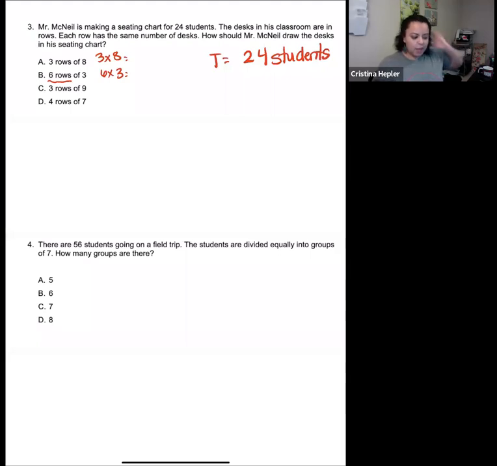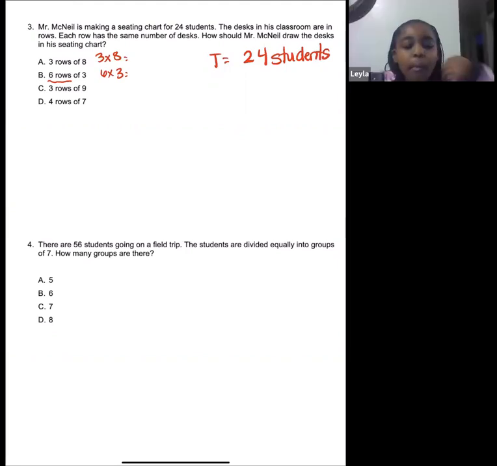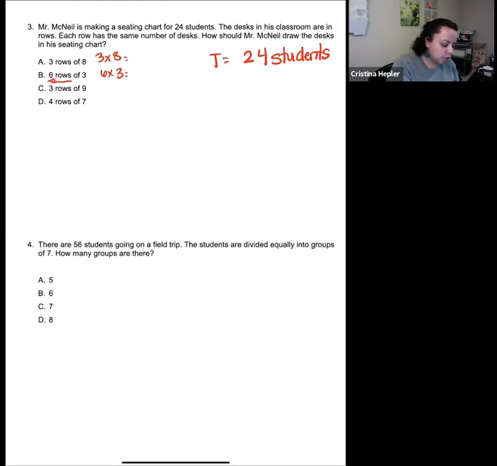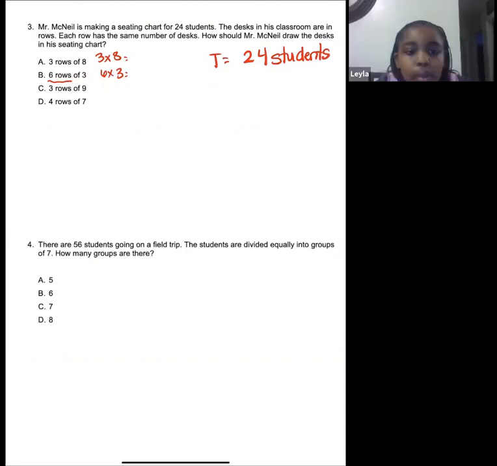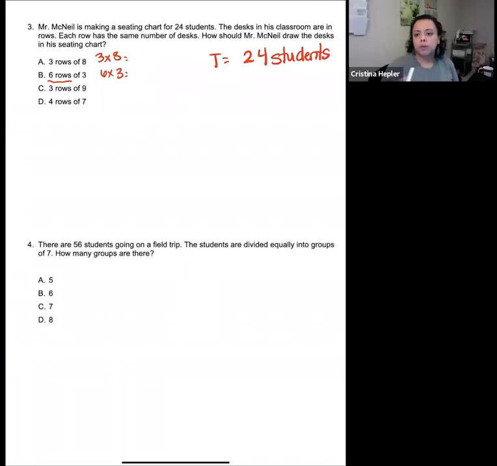Layla, how do I say 3 rows of 9 as a multiplication equation? Repeat the question. So 6 rows of 3 can be written as 6 times 3. How do I write 3 rows of 9? I'm trying to show 3 rows of 9 as a multiplication equation. How do I show that?